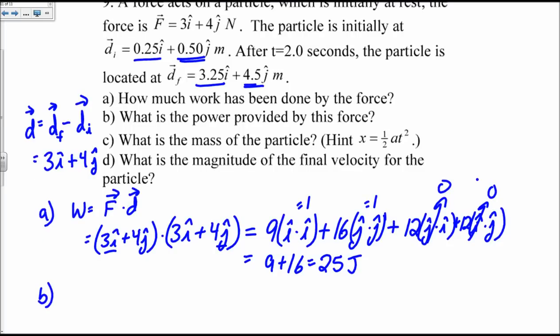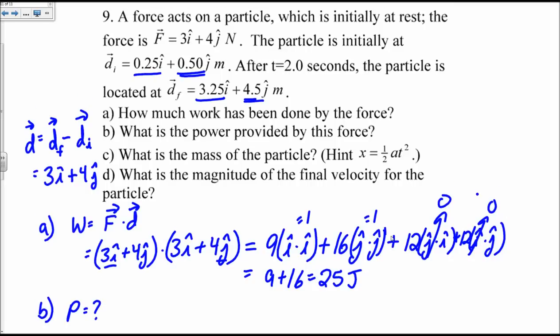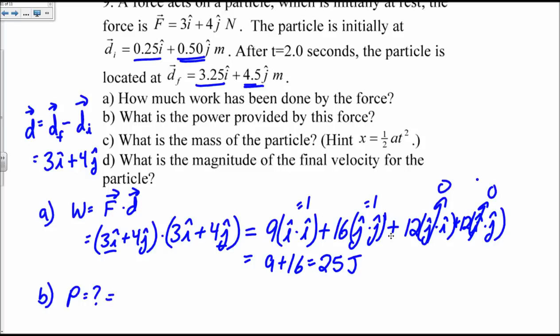In part B, I want to know what the power is equal to. I can do this pretty simply. Power is just defined as work over time, which is going to be 25 joules over 2 seconds, which is equal to 13 watts.